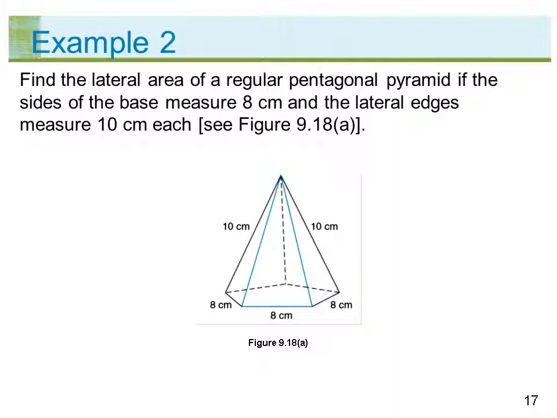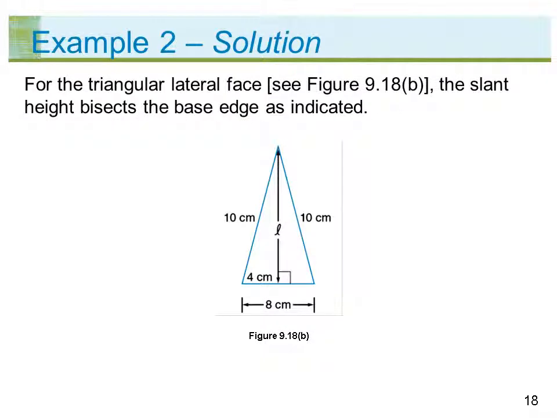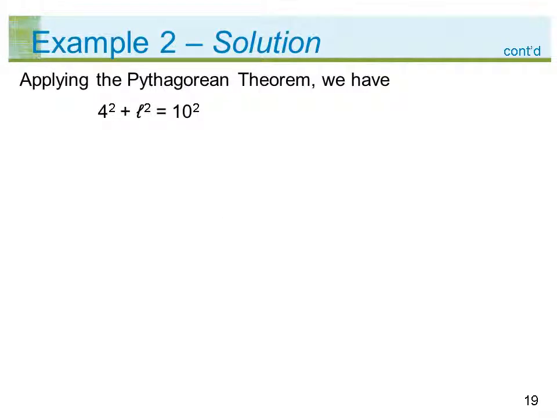Find the lateral area of a regular pentagonal pyramid if the sides of the base measure 8 centimeters and the lateral edges measure 10 centimeters each. See Figure 9.18a. For the triangular lateral face, see Figure 9.18b, the slant height bisects the base edge as indicated. Applying the Pythagorean theorem, we have 4 squared plus L squared equals 10 squared.